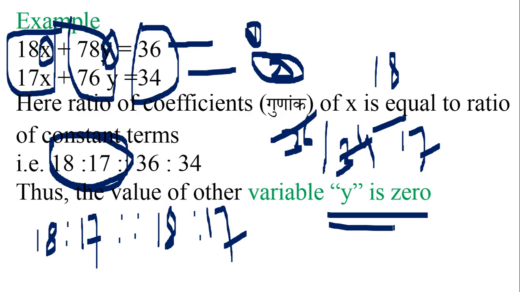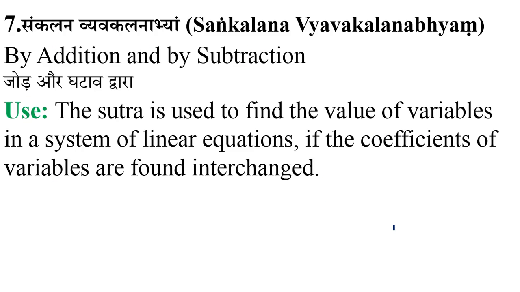Now I will tell you about the seventh sutra, the seventh formula, that is Sankalan Vyavkalnabhyam. This is also very simple. This method is all about addition and subtraction. Let me tell you how you can use this formula. So guys, the sutra is used to find the value of variables in a system of linear equations.